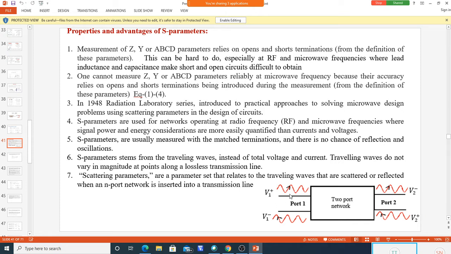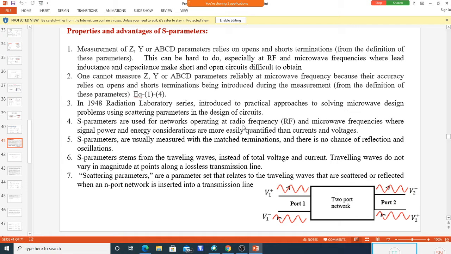That's why we cannot measure Z parameter, Y parameter, and ABCD, because they all rely on the short and open. That is the main disadvantage. Next, one cannot measure ZY or ABCD parameters reliably at microwave frequency because their accuracy relies on open and short terminations being introduced during the measurement.